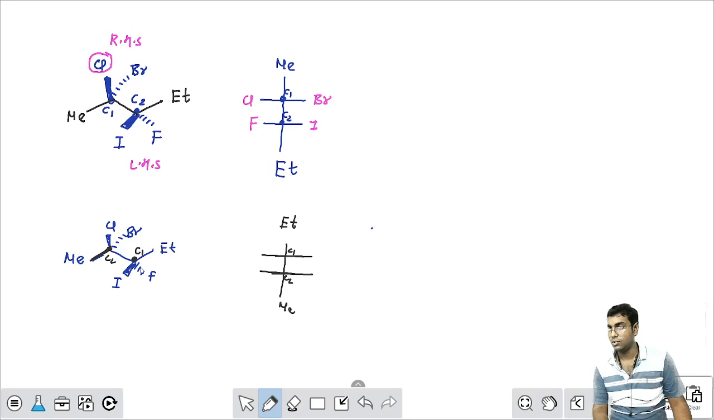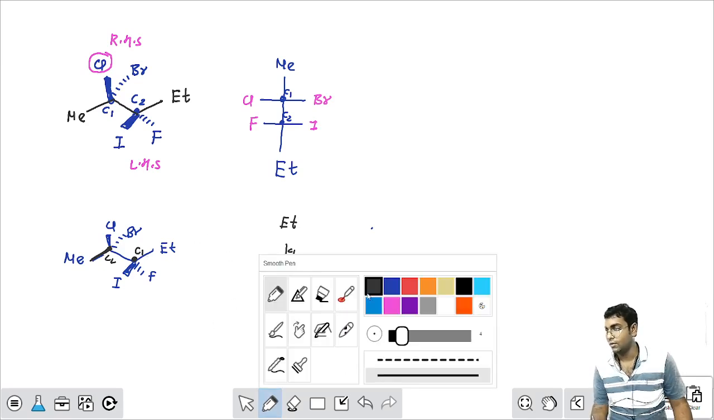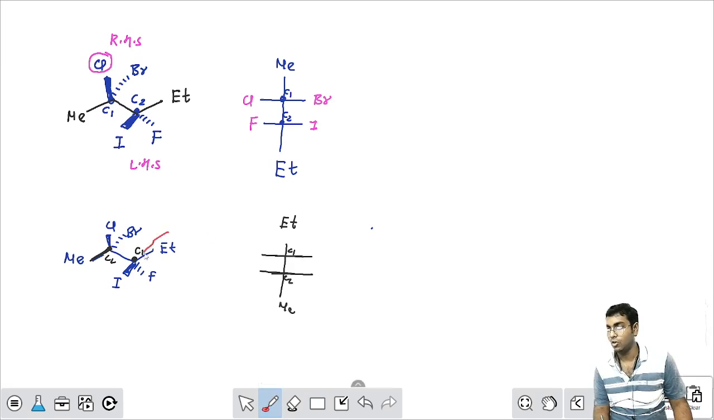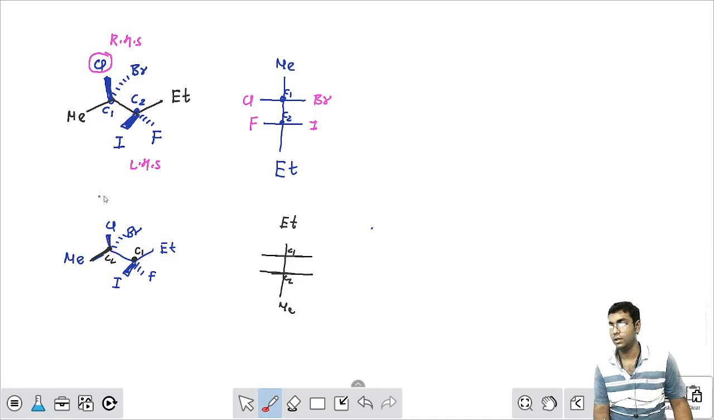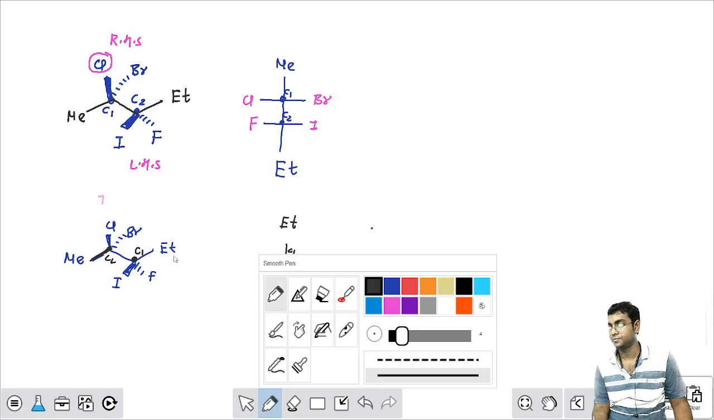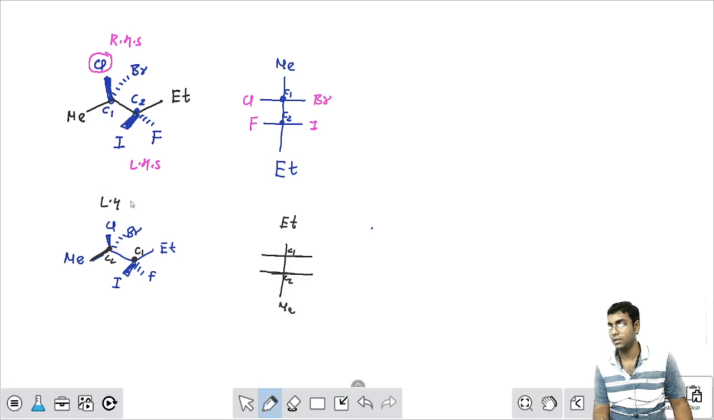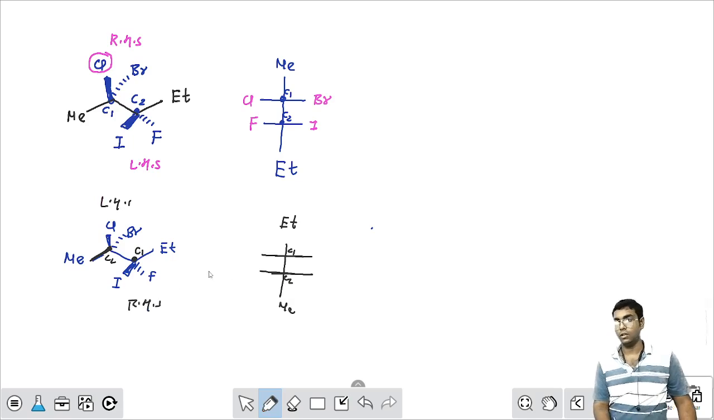Fine. So now let's look in the C1 direction. If I draw it like we are fixing the ethyl in the top, so we are seeing this molecule in this direction, so for that, these groups are in the right hand side of the concave and these groups are on the left hand side of the concave. So this will be in the left hand side, right? These are in the left hand side and these are in the right hand side of the concave.